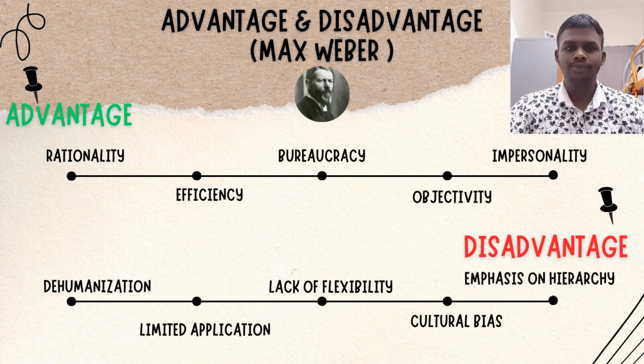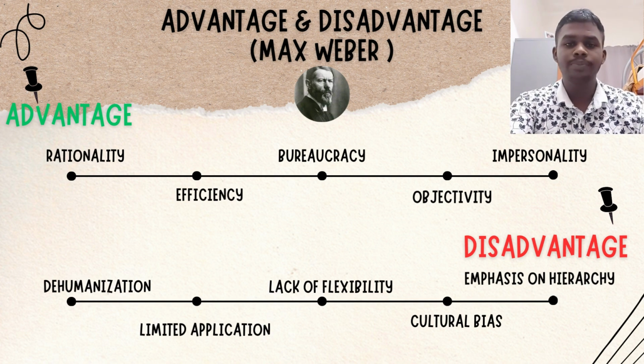The advantages of Max Weber. First one is rationality. Weber's approach emphasized the importance of rationality in organization management, including the use of objective criteria for decision making. The second one is bureaucracy. Weber's ideas on bureaucracy, which emphasize the importance of clear roles, formal procedures, and hierarchical structure, have been influential in the development of modern organizations.